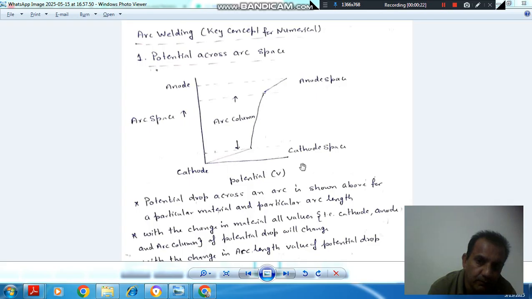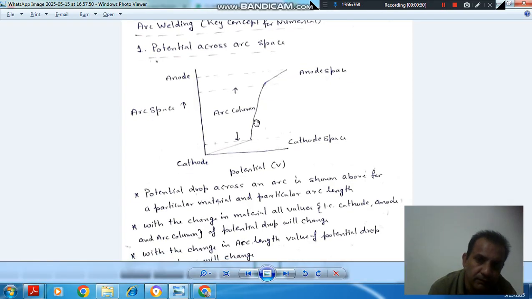So, this is your potential, and this represents your arc space. Suppose this is your cathode, and this is your arc column, and this is your anode. So this is the distance between cathode and anode. Across the cathode there will be some drop in potential. Across the arc column there will be some drop in potential, and across the anode there will be some drop in potential.